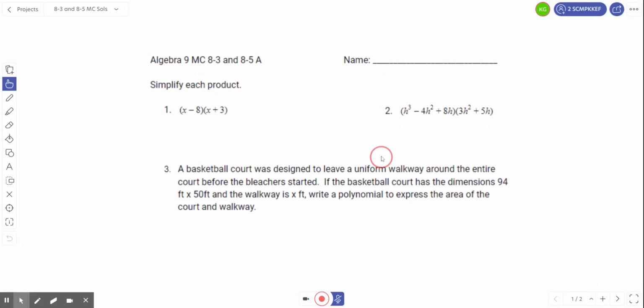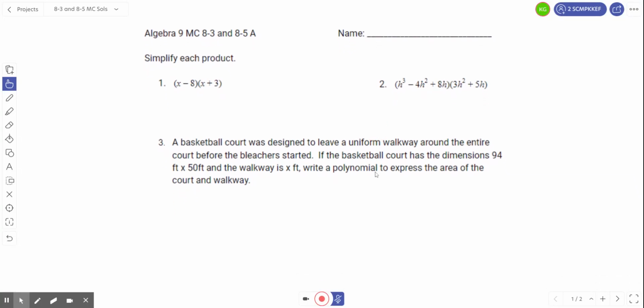These are the solutions to your mastery check for sections 8.3 and 8.5. Number 1, we are simplifying this product. So what that means is we're going to get rid of the parentheses and combine all the like terms and all that good stuff. So we have to multiply it.